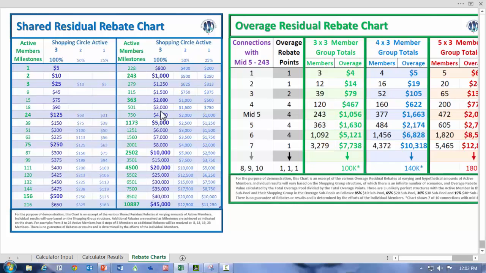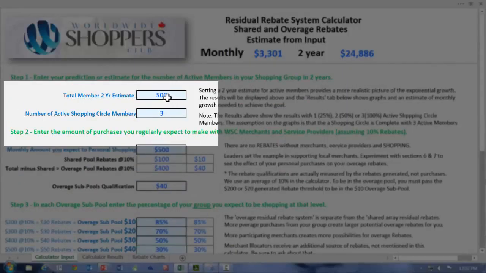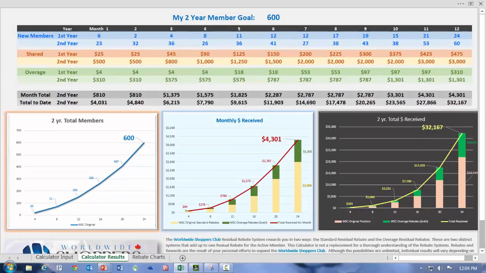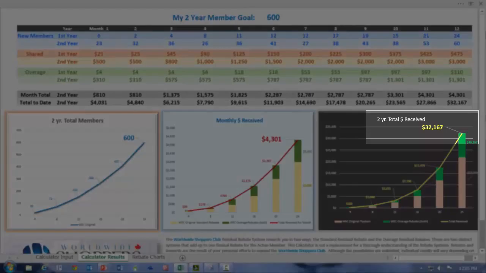Well, I think so. And rather than just add one, let's go back to the calculator and change that number at the top from 500 to say 600. So now just by adding 100 members, you can see that your monthly rebates received would go up by $1,000 to $4,301, with $1,300 in overage and $3,000 in shared. Now you can also see that up here. Here's your shared, and here's your overage. You can also see that these numbers have changed so that when you actually get to the end, you'll have 600 active members. But these are the numbers that you'll have to bring in each month into your entire group, which are not large numbers. And for doing that, you'll have received $32,167 over the 2 years, an increase of over 7,000 rebate dollars.